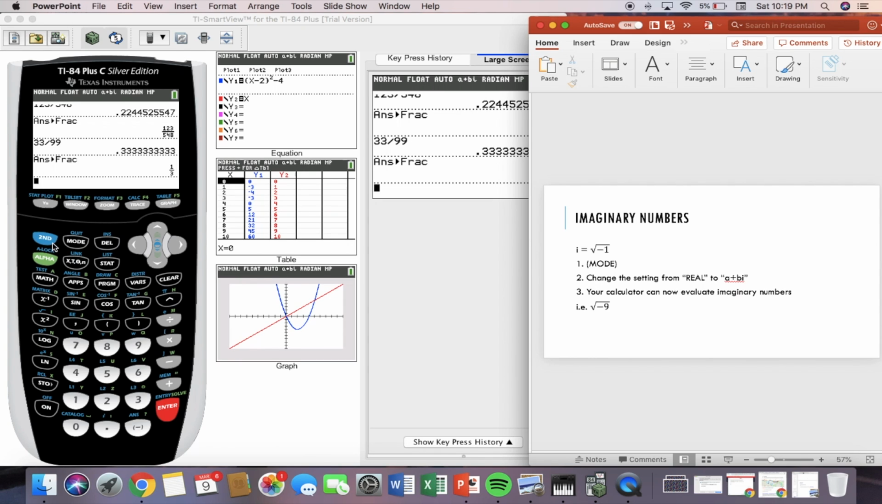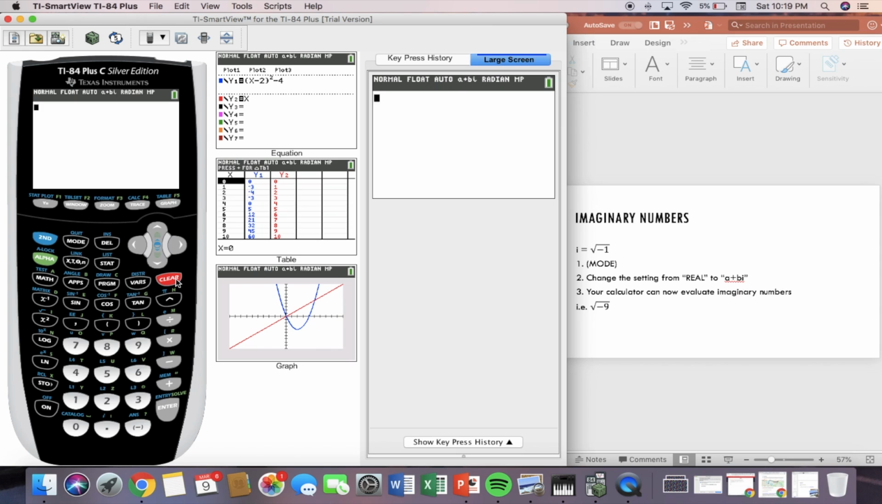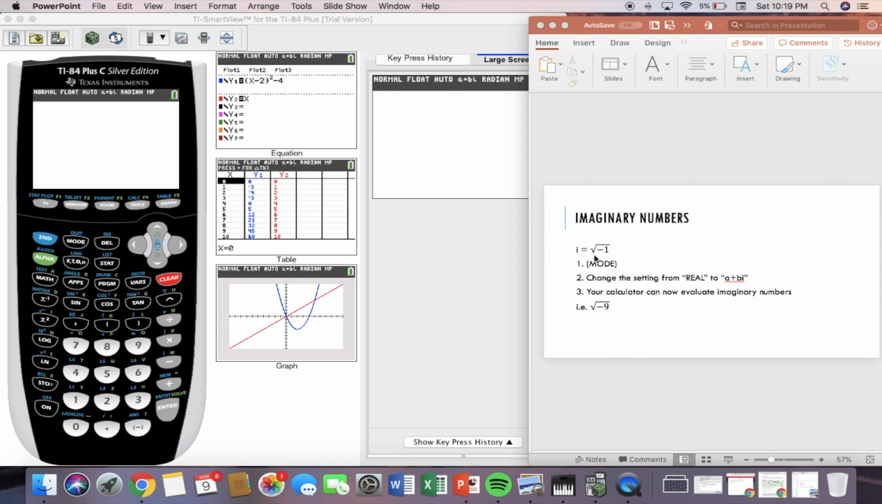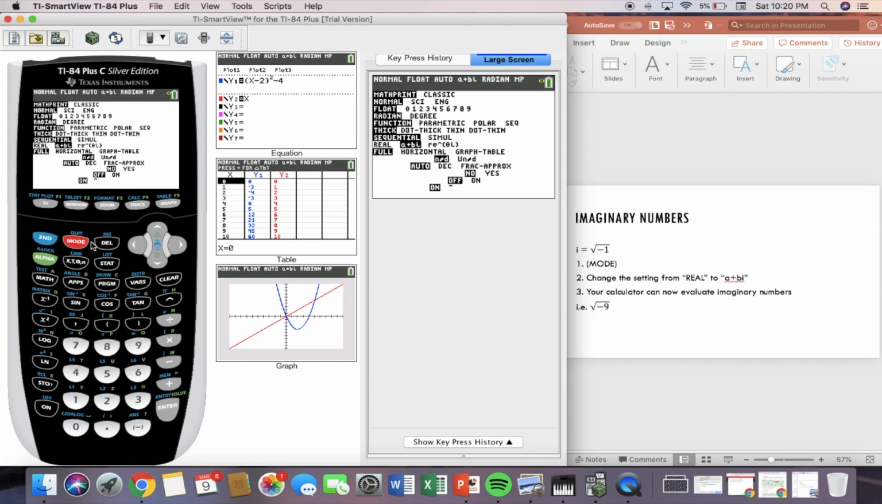Now I want to tell you about how you can get your calculator to evaluate imaginary numbers for you. So we're going to need to be in the a plus bi mode, and so that a is a real number, and then plus b, that's just another number, and then i. So it's b in terms of i. And i, for those of you who don't know, is the square root of -1. So first you need to make sure that your calculator is in a plus bi mode. I already turned mine on.